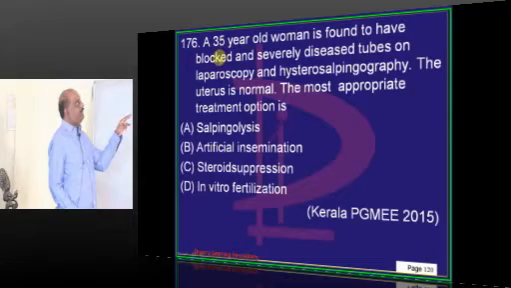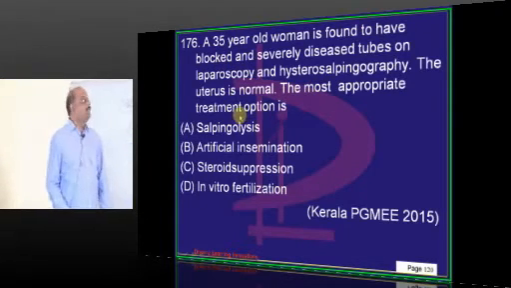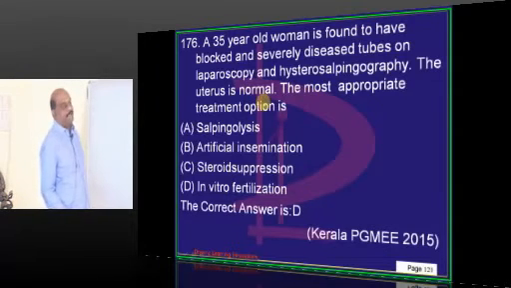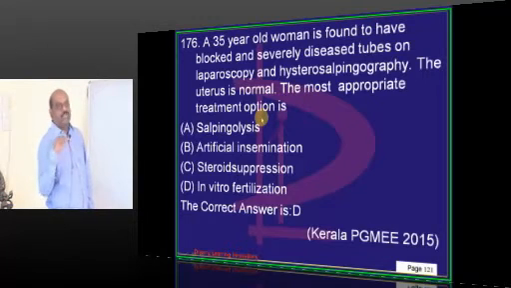A 35-year-old woman has severely diseased tubes. On laparoscopy, the uterus is normal. What do you want to suggest to her? In vitro fertilization is an indication. Infertility, doctor, is the 7th or 8th most high-yielding topic in the top 20 list in gynops.